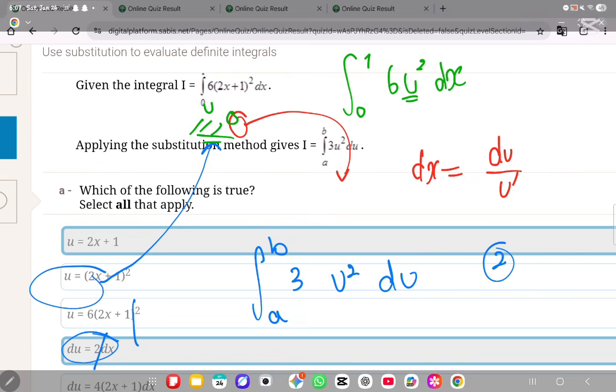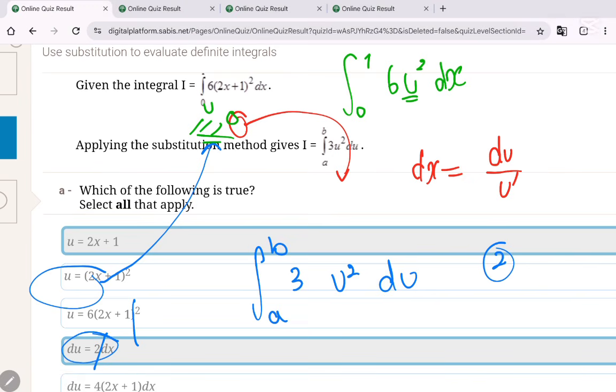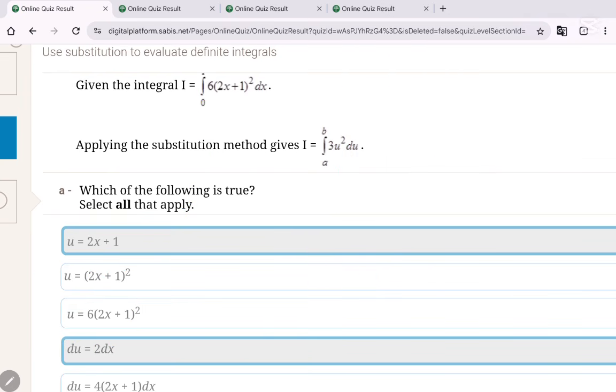There you go. du is equal to 2 dx, because we said that dx is equal to du over u prime. We know that u prime is 2. So that means du is equal to 2 dx. That is it for the first part.